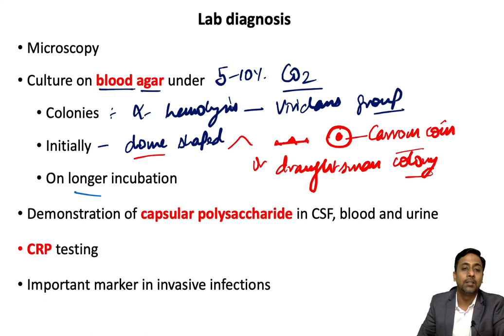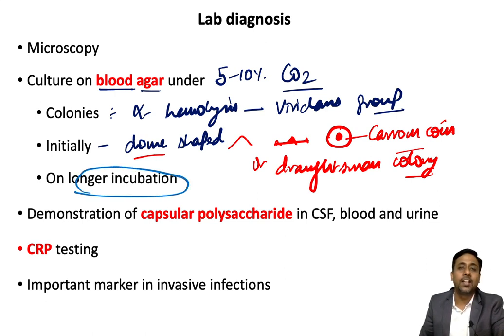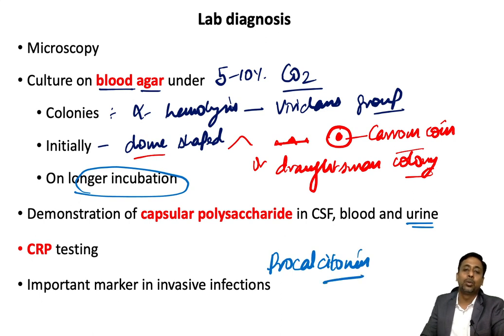Okay, remember this. And then we can also demonstrate the capsular polysaccharide in CSF, in blood, and in urine too. Remember this, in urine also we can demonstrate the capsular polysaccharide. CRP is an important test which can be done in case of Streptococcus pneumoniae. Apart from CRP, an important marker of invasive infection is procalcitonin. And what is the use of procalcitonin?